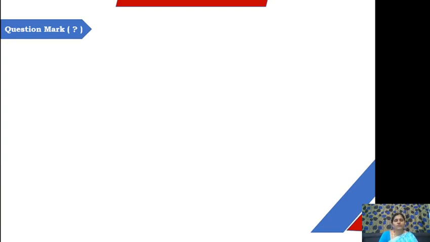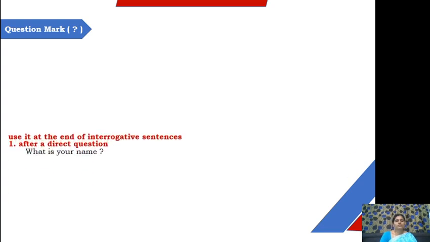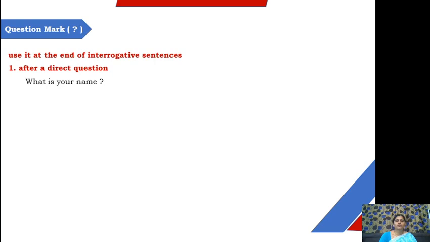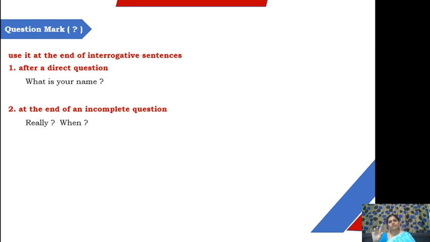As we know very well, after questions, after interrogative sentences, we use these question marks. After a direct question, like what is your name, which is the example given here, of course it ends with a question mark because it's an interrogative sentence. Now at the end of an incomplete question, it sometimes won't be in the full form of a sentence, but sometimes we use a single word or expression to convey that it's a question.